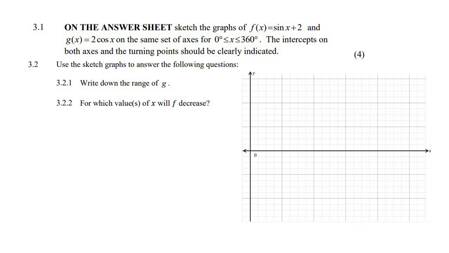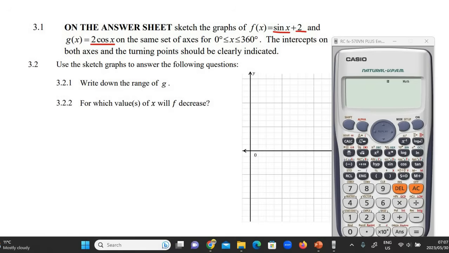On the answer sheet, which I've put over here, it says sketch the graph of sin x plus 2 and 2 cos x on the same system of axes from 0 up to 360. And then, okay, use the sketch graphs to answer the following. Okay, so let's go sketch. Now, when you sketch, you just use your calculator. All right, so here we have it.